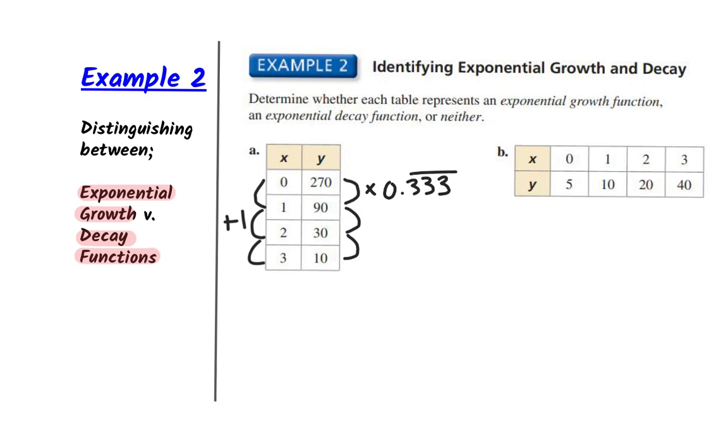0.333, and it just keeps going on. And that's another way of saying multiplying by 1/3. And so you can see that these are all multiplying by 1/3. And even in decimal form, you understand that 0.33 is smaller than 1. And so this function is an exponential decay function.